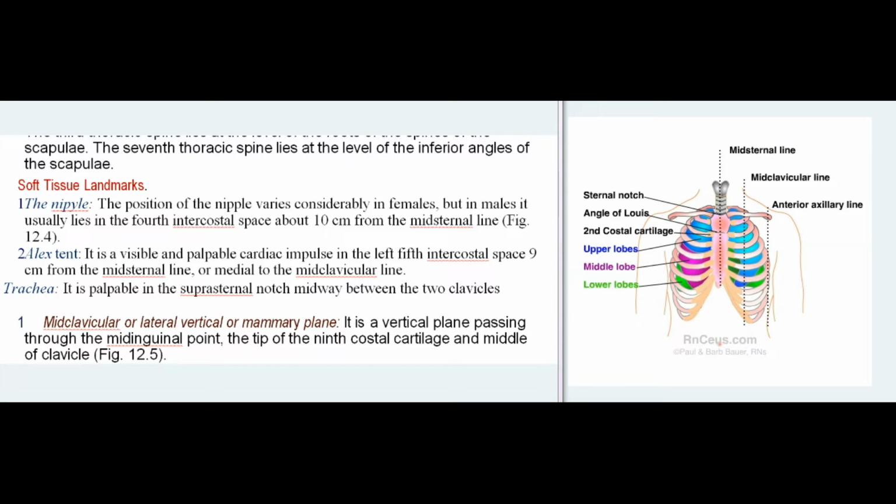3. Trachea. It is palpable in the suprasternal notch midway between the 2 clavicles. 4. Midclavicular or lateral vertical or mammary plane. It is a vertical plane passing through the midinguinal point, the tip of the 9th costal cartilage and middle of clavicle, Fig 12.5.